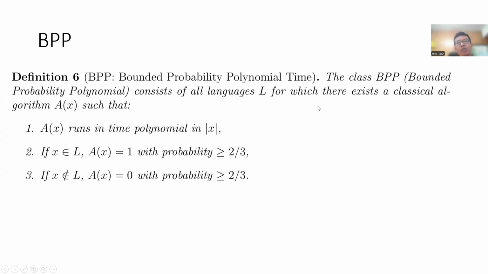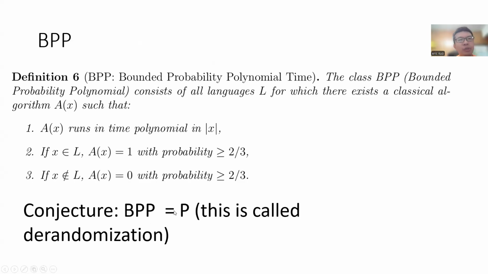It consists of all languages for which there exists a classical algorithm A(x) such that A runs in polynomial time. And if x is in L, then A(x) outputs yes with high probability. High means just two-thirds. One can prove that two-thirds is just some number; you can define it as greater than or equal to half plus some fixed amount. If x is not in L, then A(x) outputs zero with high probability.